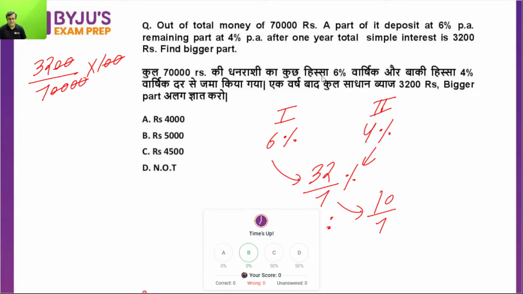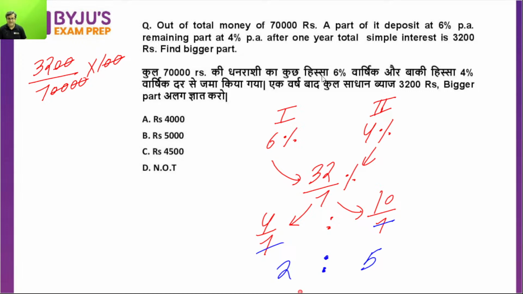The gap is 10 by 7. The gap is 4 by 7. Now what? 2 twos are, 2 fives are. Okay, so this is clear, I think. The first part is deposited at 6%, the next part at 4%. Overall it is 32 by 7. The gap is 10 by 7. The gap is 4 by 7. The ratio is 2 to 5.